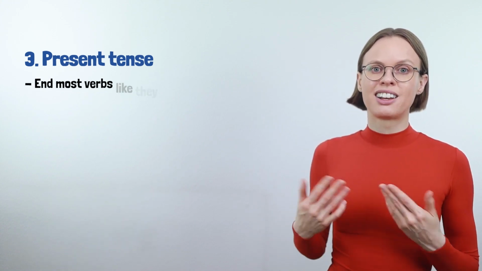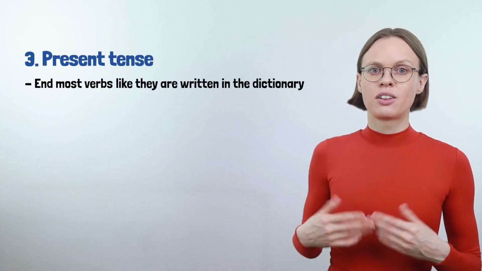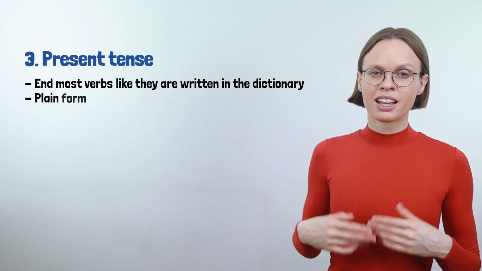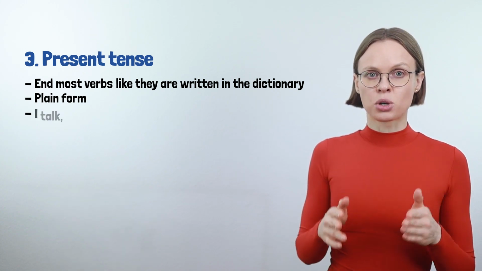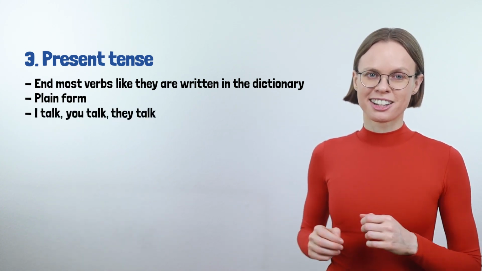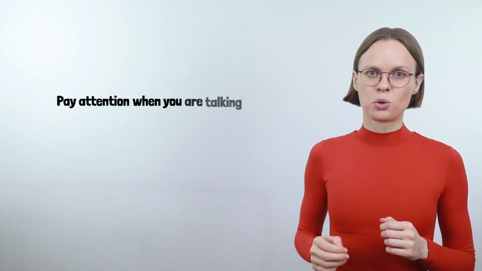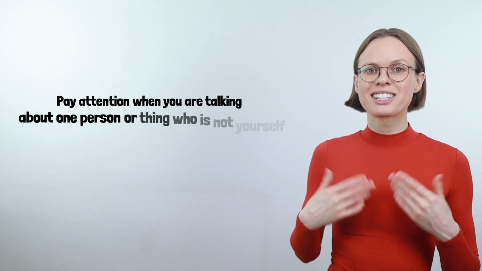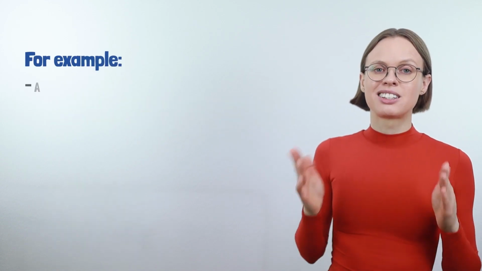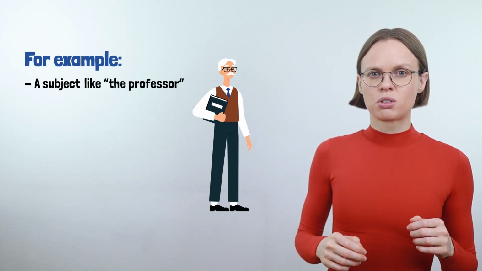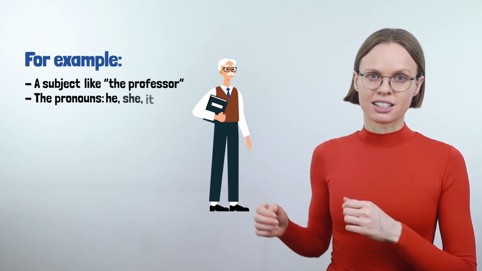While I'm talking about verbs, I want to talk about the present tense. In the present tense, you end most verbs like they are written in the dictionary. That's called the plain form. First, look at these. I talk, you talk, they talk. It's easy to say or write all the words in this way, but you must pay attention when you are talking about one person or thing who is not yourself. I mean a subject like the professor or the pronouns he, she, or it.